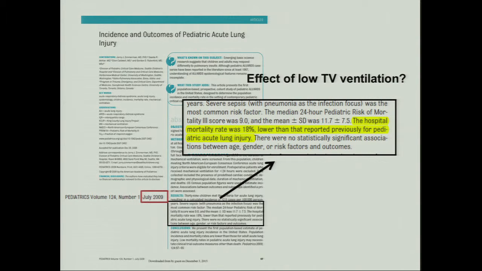Interestingly, in 2000 we said you should ventilate ARDS patients with low tidal volumes. Nine years later, we looked at the pediatric data in ARDS, and sure enough, the hospital mortality rate was 18% lower than reported previously for pediatric acute lung injury. Is this because we all switched to low tidal volume ventilation in the pediatric population? I'm not really sure, but not a whole lot else had changed in those 9 years, except for all of us tending to use more low tidal volume ventilation. So it may not be all of it, but it's certainly a very important part of why the mortality rate in pediatrics, which at the time was still in the 30, 40% range, dropped to the teens where we see it now.